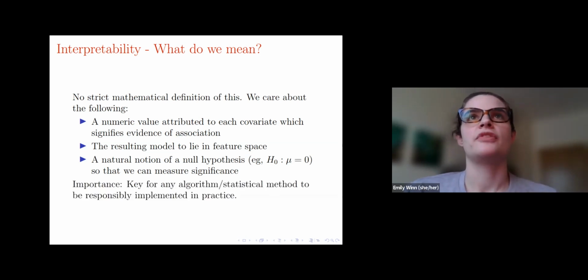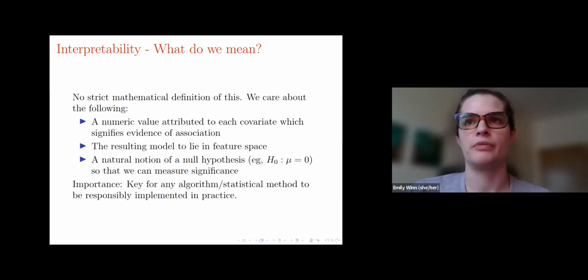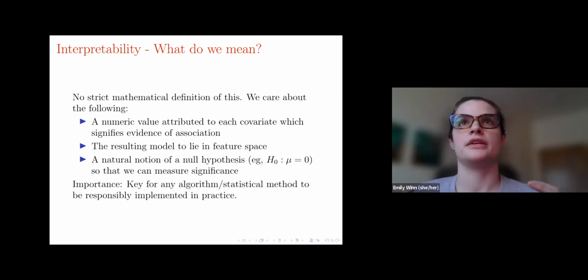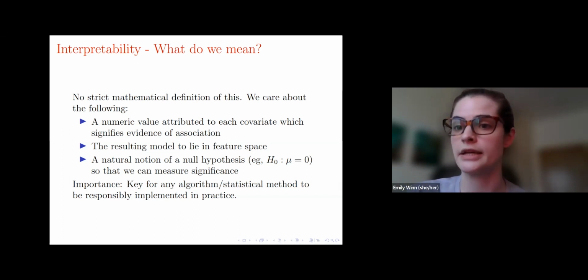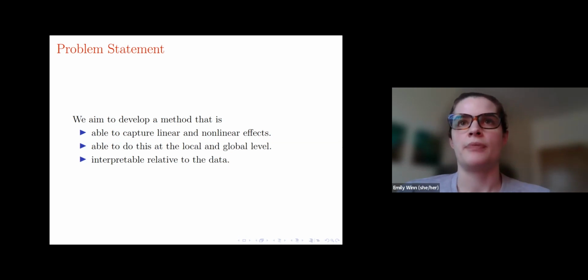And it's important to have all of these parts of interpretability because it is key for any algorithm or statistical method to be responsibly implemented in practice. These methods allow us transparency, they allow us to update, they allow us to look at what's wrong with the model and tinker with it, and also test it against real data and continue to improve it. So we aim to develop a method that is able to capture linear and nonlinear effects, that is able to do this at a local and global level, and is interpretable relative to the data.